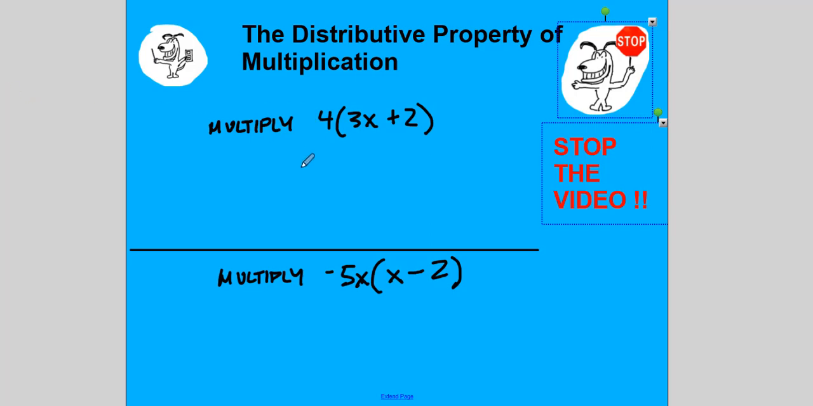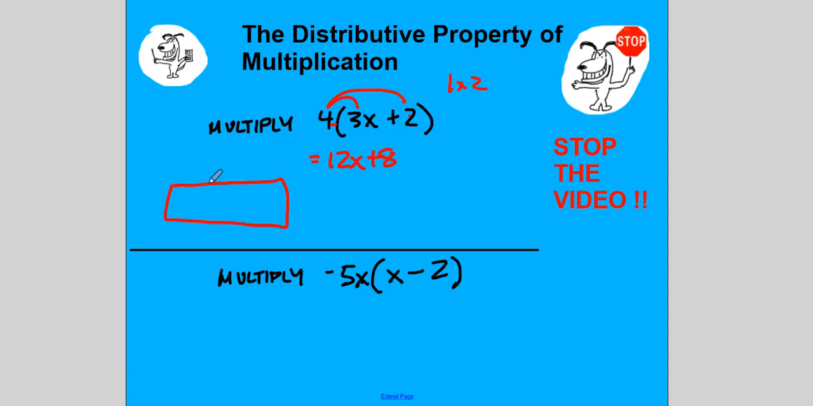Alright, stop the video and do these two problems. Okay? So then, here in this first problem, we've got 4 times 3x and then 4 times 2. So we're taking 4 times quantity 3x plus 2. This is a 1 by 2. You've got one thing here, two things here, so you've got two multiplications to do. So 4 times 3x is 12x. 4 times 2 is 8, so that's our final result.